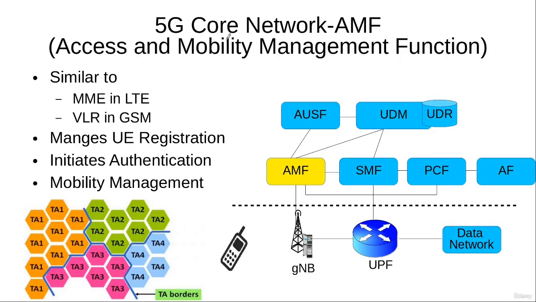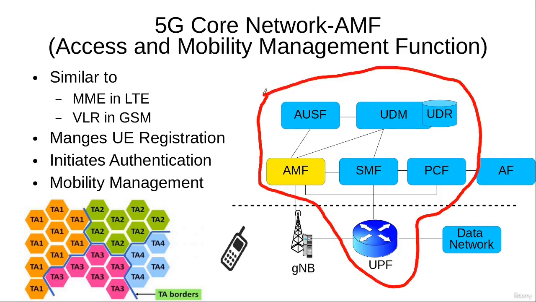Now we come to the 5G core network architecture. The 5G core network is basically divided into many functions. This is our 5G core network and the various functions that are there in the 5G core network. The first function that we are going to discuss is the AMF, or the access and mobility management function.